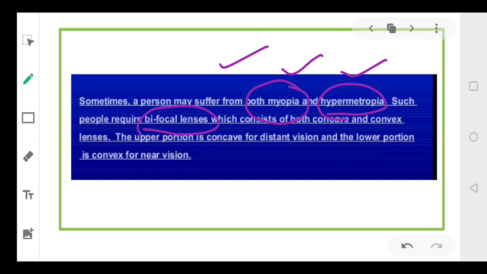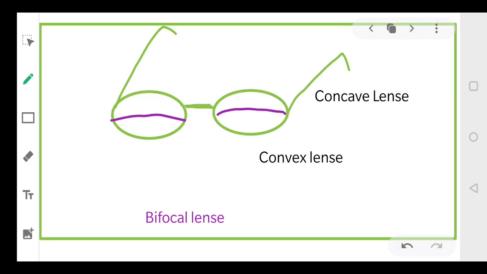Now what do you mean by the bifocal lens? Let's look at this. This is called Gandhiji's glasses, isn't it? So they start wearing this kind of glasses. Now what is special about this glass? Just understand this. ये जो चश्मे हैं इनमें दो चीज़ें हैं. There are two lenses in that. The upper portion has a concave lens and the lower portion has a convex lens.